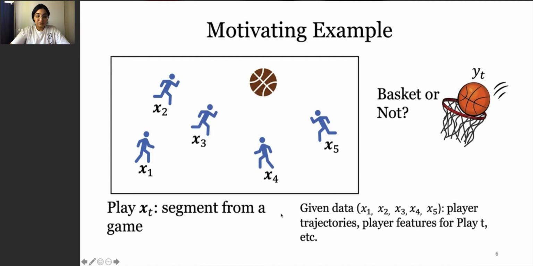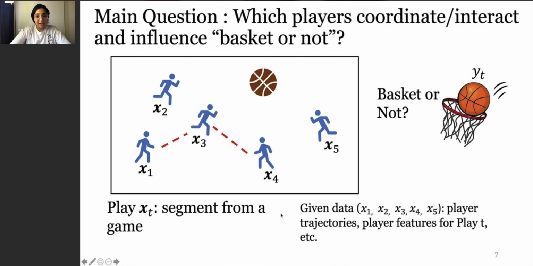So we are given data from different plays of a basketball game. Each play is a sample T. The different players, denoted by X, interact with each other to try and score a basket. The question we try to answer is which players coordinate or interact with each other and influence the play outcome.